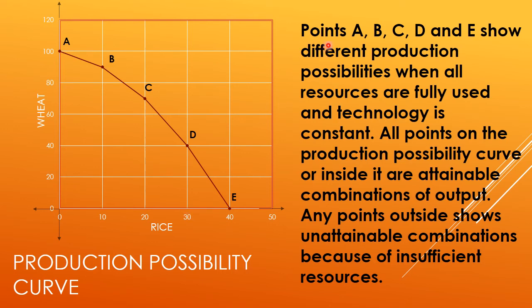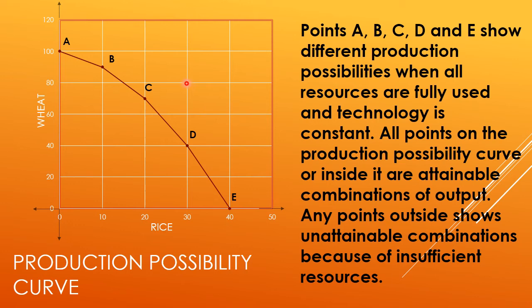Therefore, points A, B, C, D and E show us different production possibilities when all resources are fully used and technology is constant. All points on the production possibility curve or inside it are attainable combinations of output. Any point outside shows unattainable combinations because of insufficient resources.